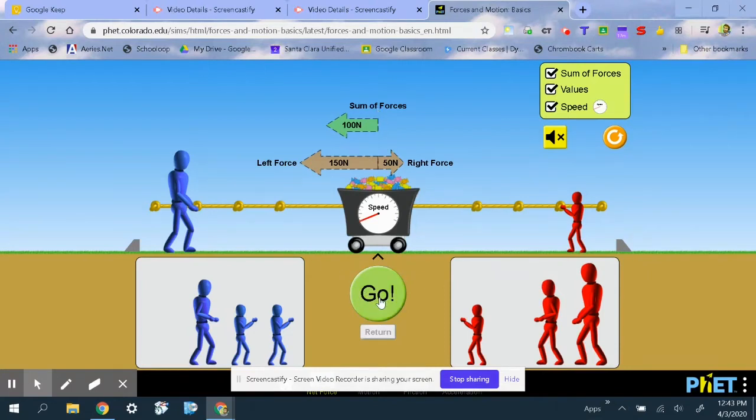If I hit go, can we predict what the change in motion is going to be? If you said the change of motion is going to be to the left, let's see if you're correct.